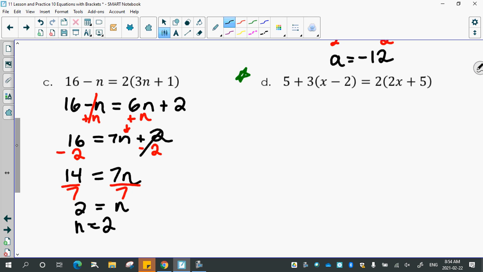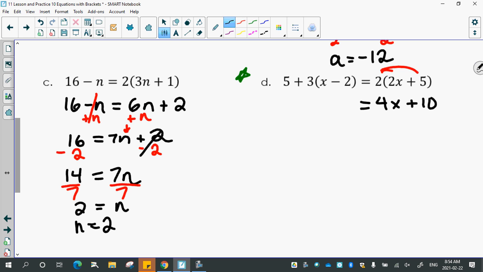So as I was walking around, I saw a lot of people started off writing out this side because it looked easier to them, which is a smart strategy. Okay, do what's familiar to you. What was bothering people about this side? Who thinks they know this side?